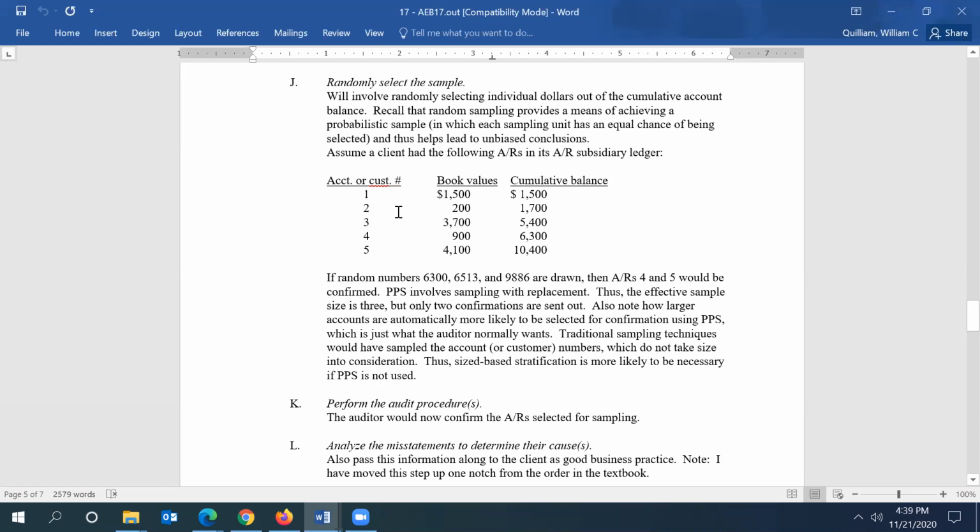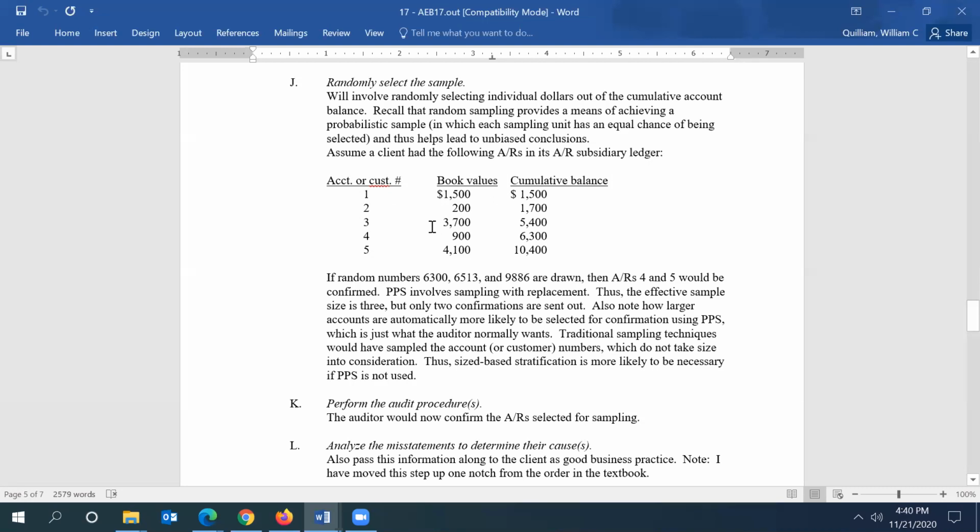Now, traditional sampling, and the primary type of traditional sampling used in confirming receivables, was something called variable sampling. It's not used much anymore. It did not stratify according to size. Variable sampling would sample these individual account or customer numbers. That makes no reference once again to size. It was not a good way of doing it. Still around, just wanted to mention that. PPS samples according to size, automatically stratifies.